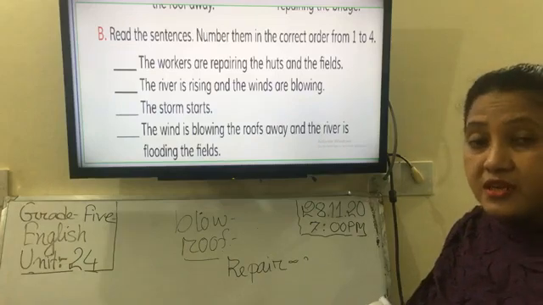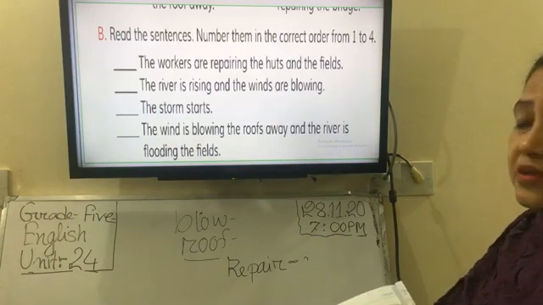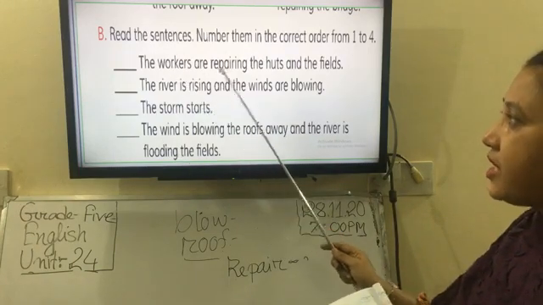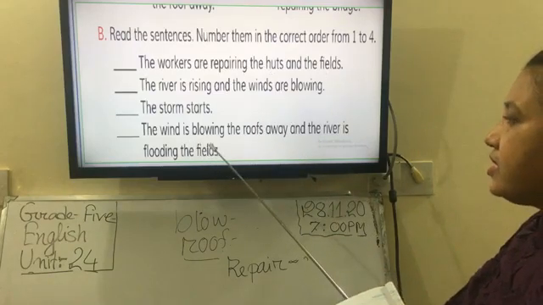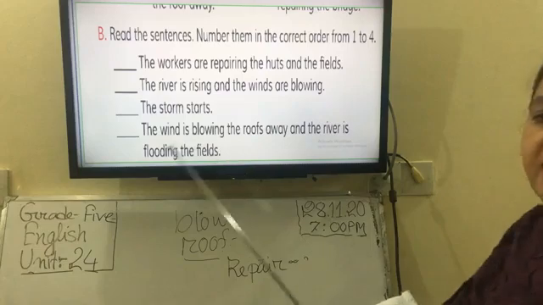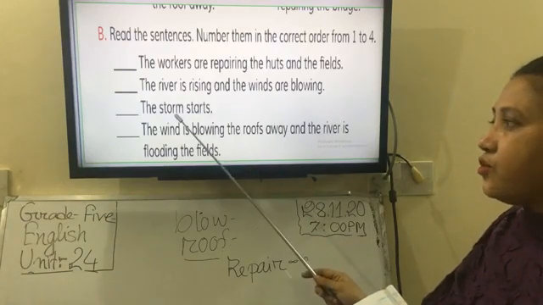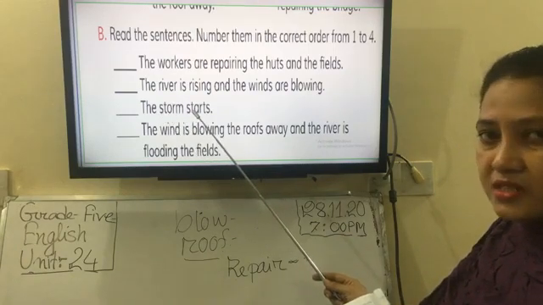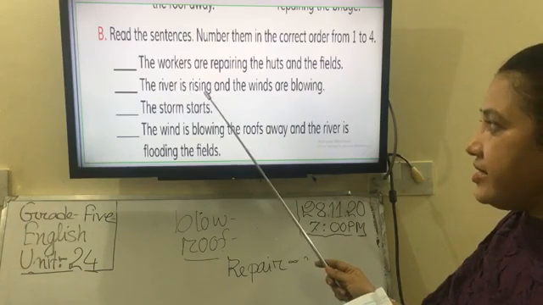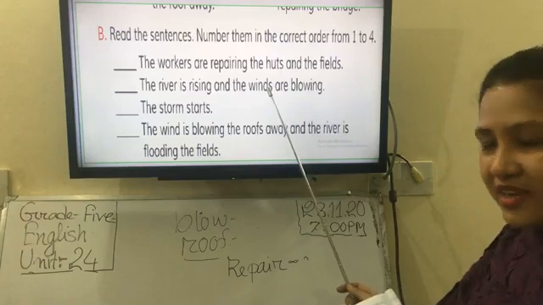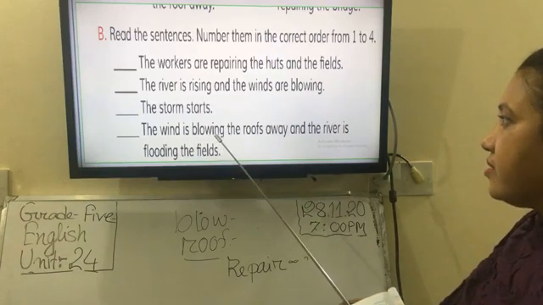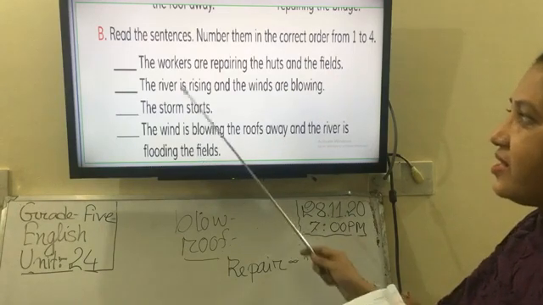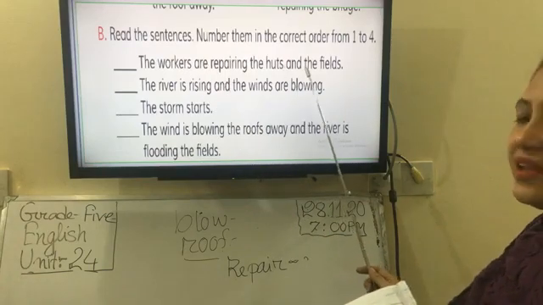After the disaster happens, the wind is blowing the roofs away and the river is flooding the fields. The last one is the workers are repairing the huts and the fields. So at first the cyclone starts. Cyclone means storm. The storm starts. The river is rising and the winds are blowing. The wind is blowing the roofs away and the river is flooding the fields. After that, the workers are repairing the huts and the fields.